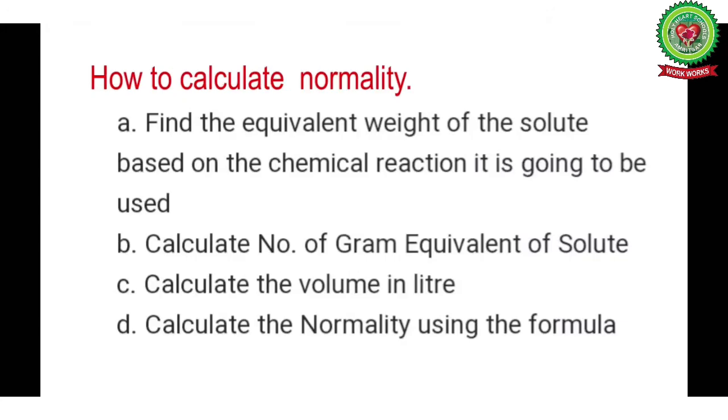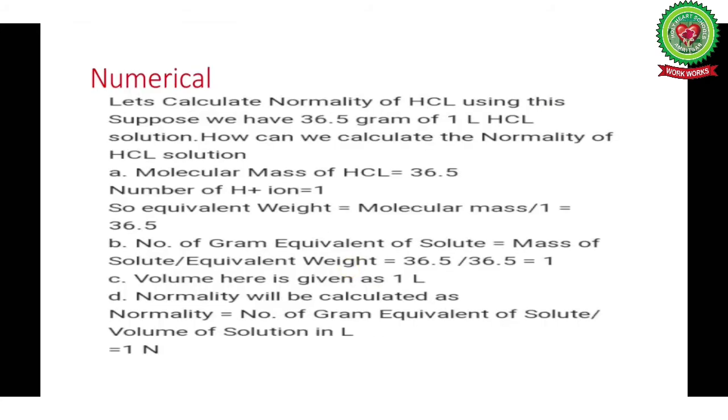Next is how to calculate normality. We use these steps when we solve a numerical. First, find the equivalent weight of the solute based on the chemical reaction in which it is going to be used. Second, calculate the number of gram equivalents of that solute. Third, calculate the volume in liter, and fourth, use the formula of normality. Here we are discussing one example.